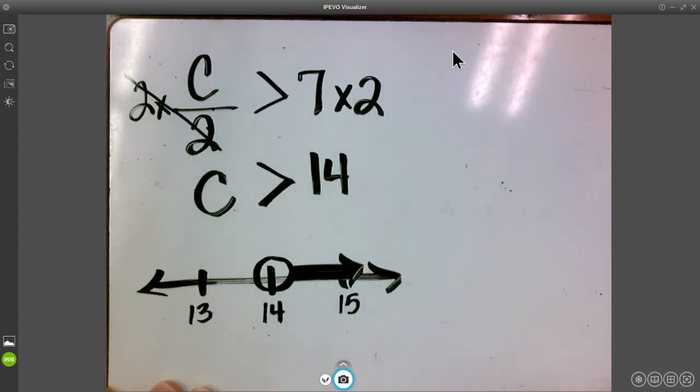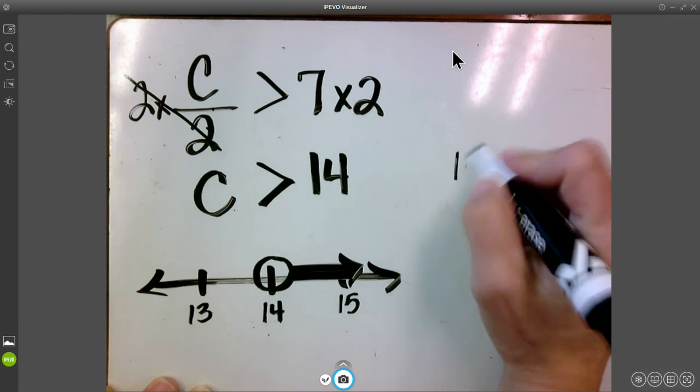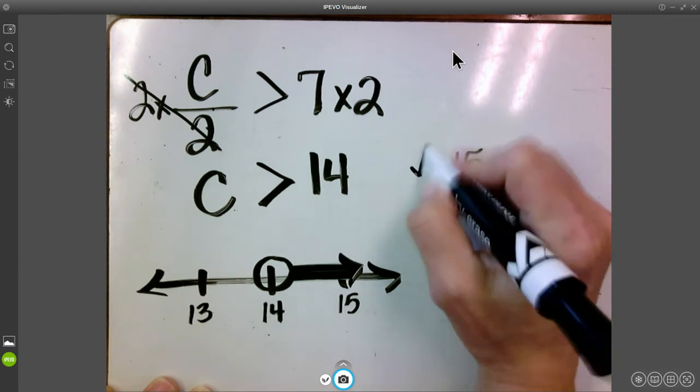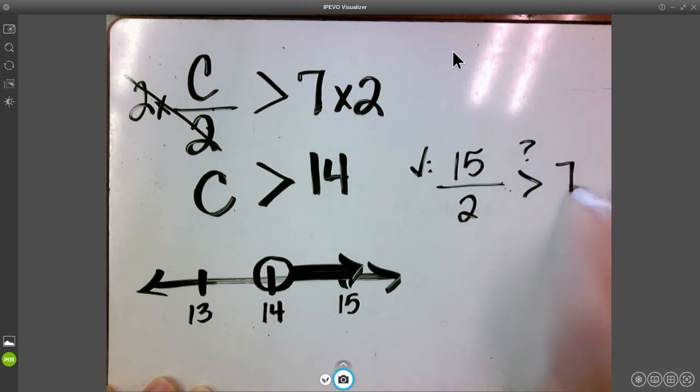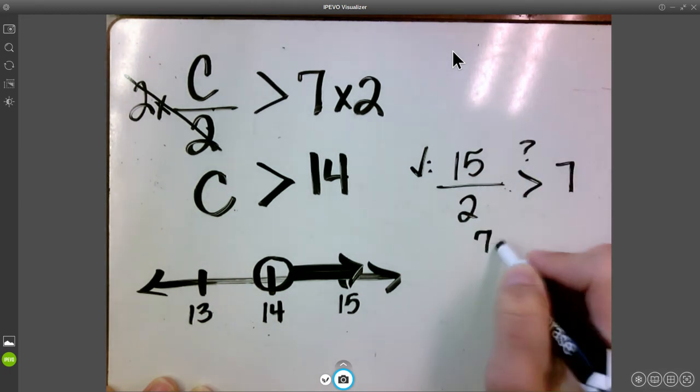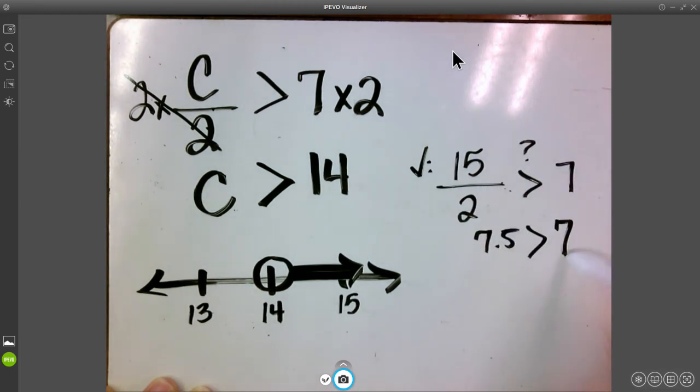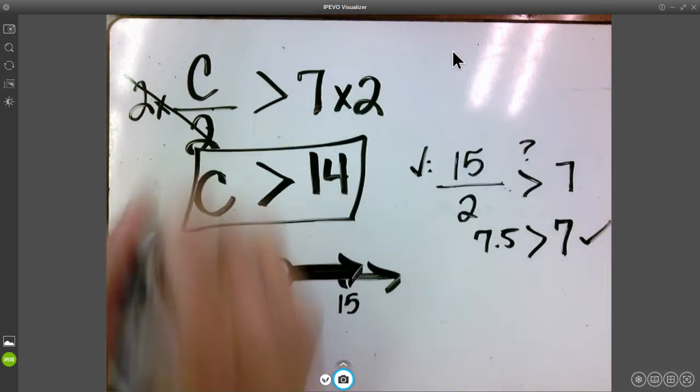How can I check to see if I'm correct? I can take some number off of my arrow. In this case, I'll take 15, and I can substitute that in. 15 for my variable divided by 2. Is it greater than 7? And 15 divided by 2 is 7.5. Is 7.5 greater than 7? The answer is yes. So my answer is correct.